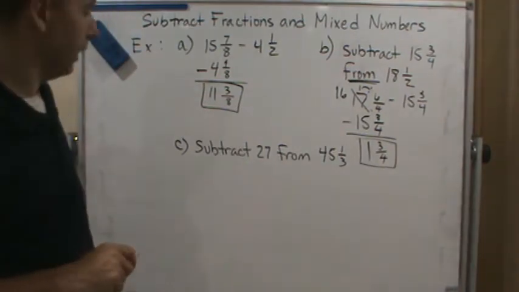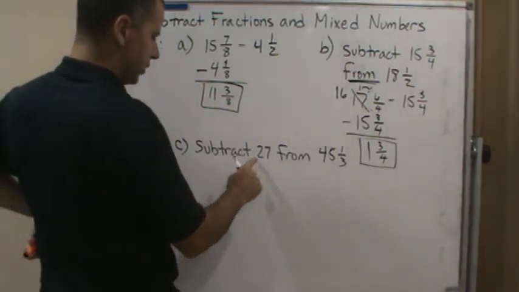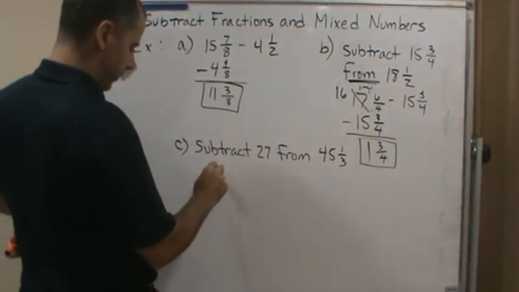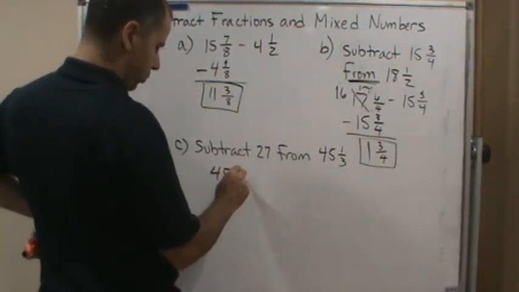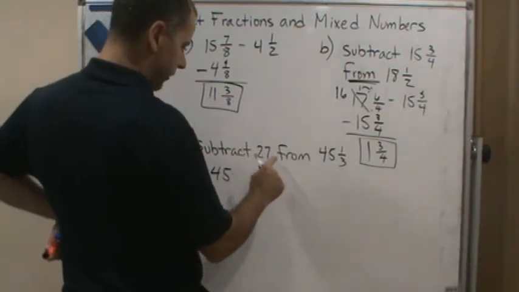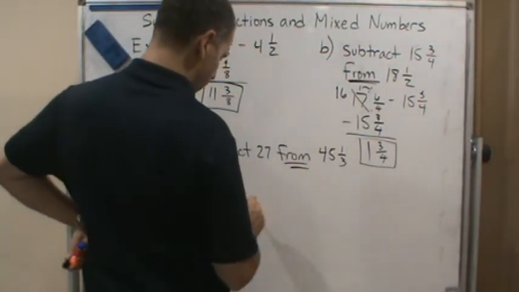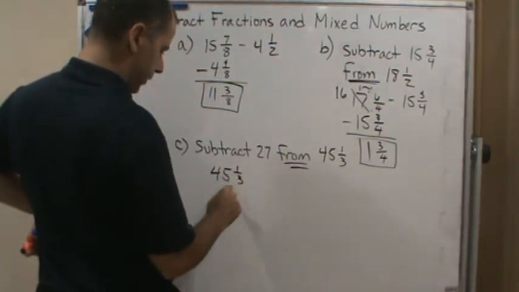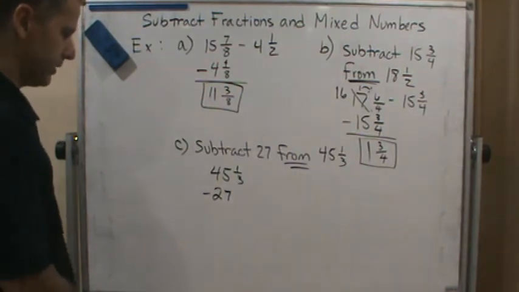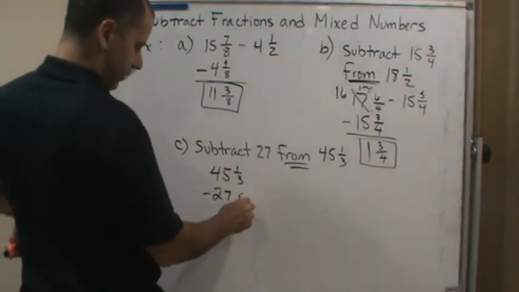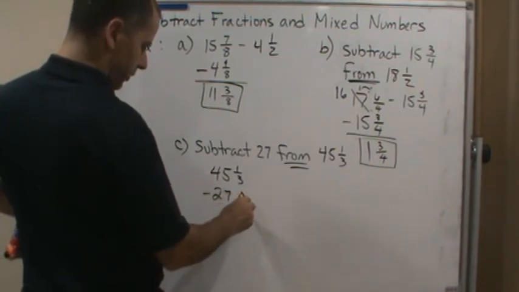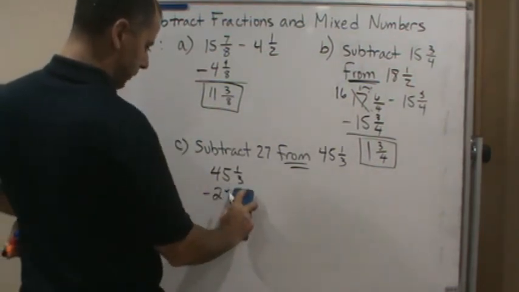Okay? Now the last one says subtract 27 from 45 1/3. So again, I'm going to write it vertically. So it subtracts 27 from, so it's going to be 45 1/3 minus 27. Now notice this is 0. I have nothing here. There's a 0 here. So there's no fractional part.